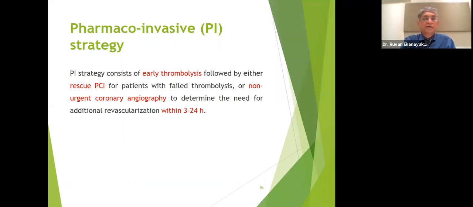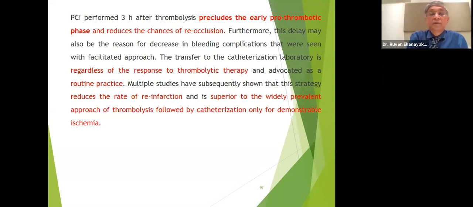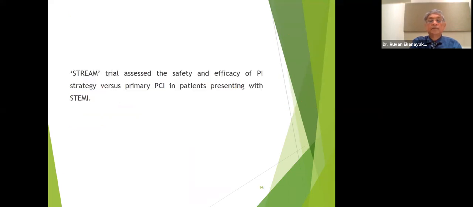Therefore, the pharmacoinvasive strategy, the PI strategy, says early thrombolysis with tenecteplase, but Indian studies are there with streptokinase also. So if you don't have TNK, give the SK. And then transfer to a PCI-capable center as soon as possible, but they can do the PCI within 3 to 24 hours. So the PCI performed 3 hours after thrombolysis precludes the early prothrombotic phase, so that enoxaparin continuation does not become warranted, and therefore the patient is better off.